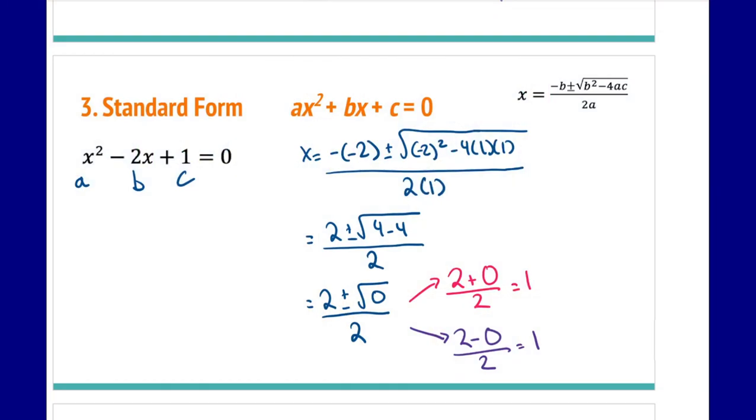So when you go through and calculate, what you should find is that in both cases you get a square root of 0, which is 0. So if you add or subtract 0 when you break it off into the two parts, you should find that you get the same value. 2 plus 0 is 2, divided by 2 is 1. 2 minus 0 is 2, divided by 2 is 1. So in this case, we get the same value when we split it off. This doesn't mean that we have two x-intercepts. This means we just have one because we have the same value. So therefore, we have one x-intercept, or 1, 0.